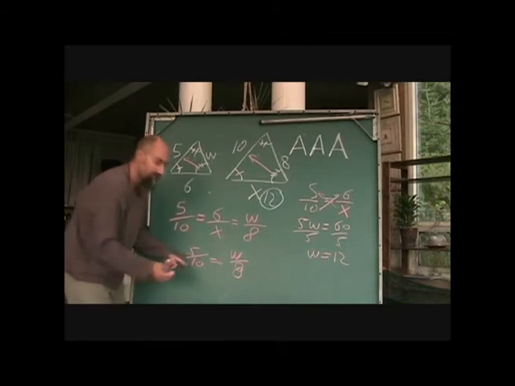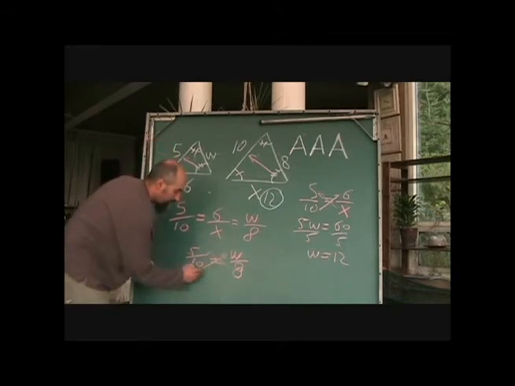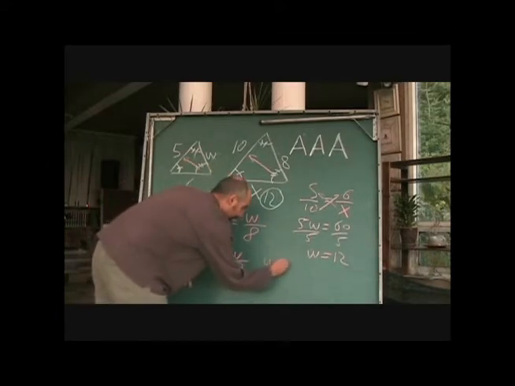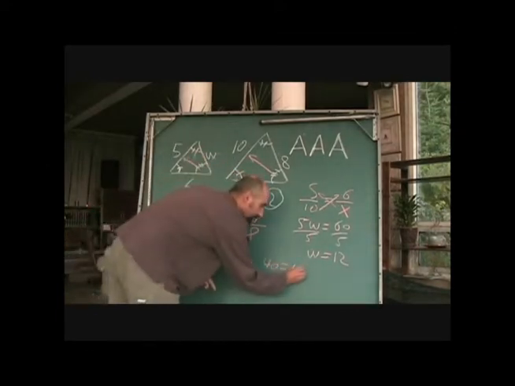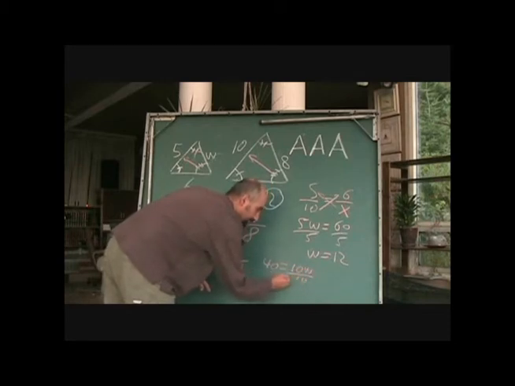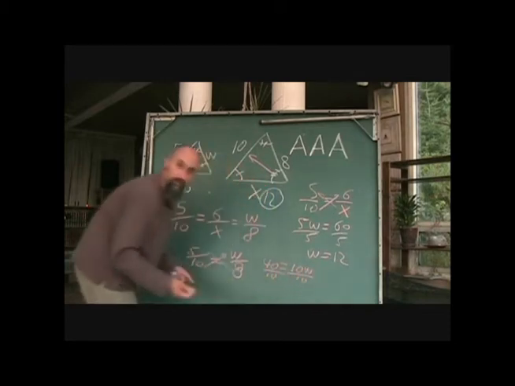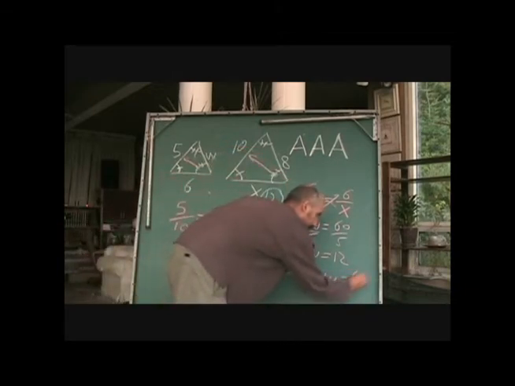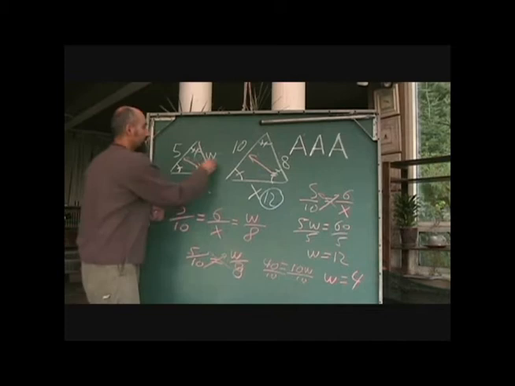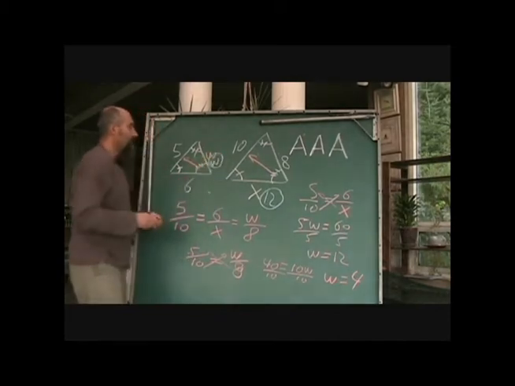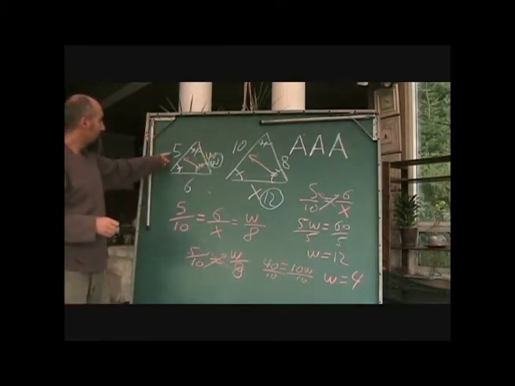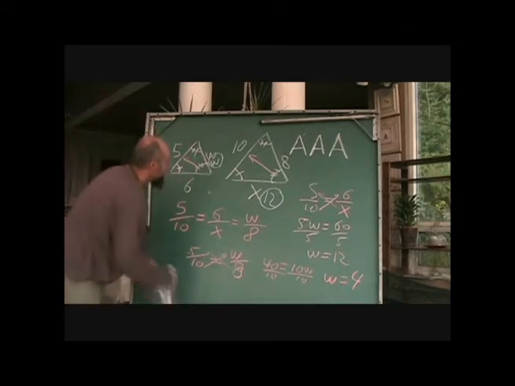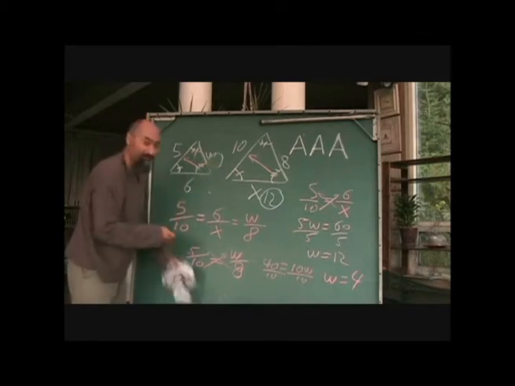So again, what you do is cross multiply. So this becomes 8 times 5 is 40 is equal to 10w. And then divide by 10, divide by 10. So w is equal to 4. So you just solved for w, which is 4. So basically this is a triangle that you had. W is equal to 4.